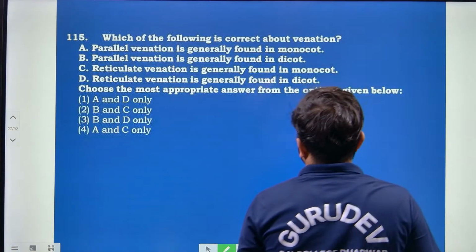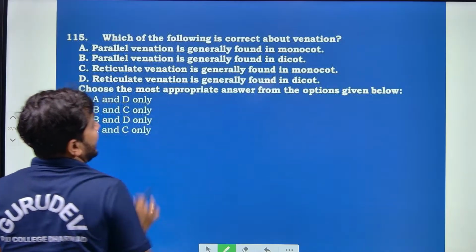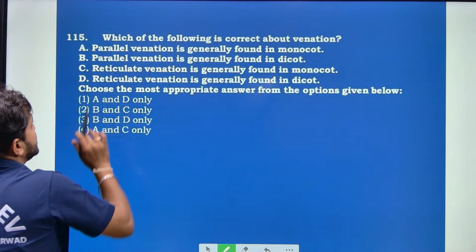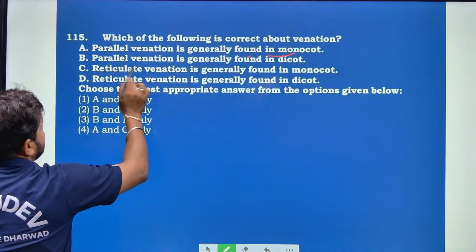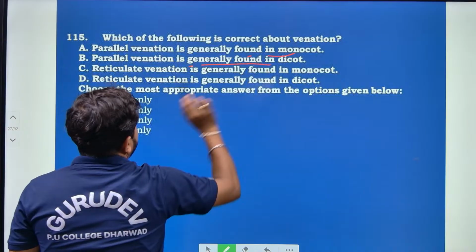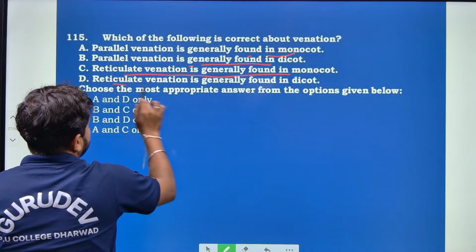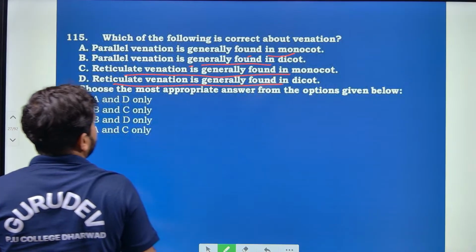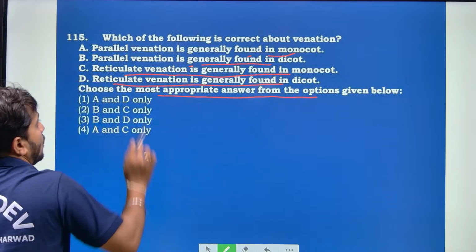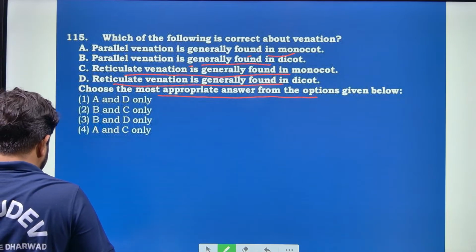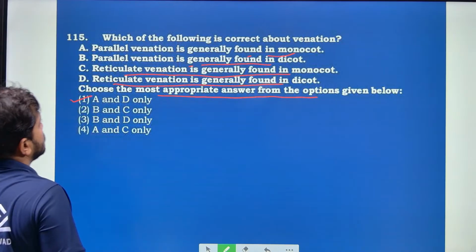Then next question: which of the following is correct about venation they are asking, right? Parallel venation is generally found in monocot. Then parallel venation is generally found in dicot. The reticulate venation is generally found in monocot. Then the reticulate venation is generally found in dicot. Choose the most appropriate answer from the options given below. So here, A and D only is correct.